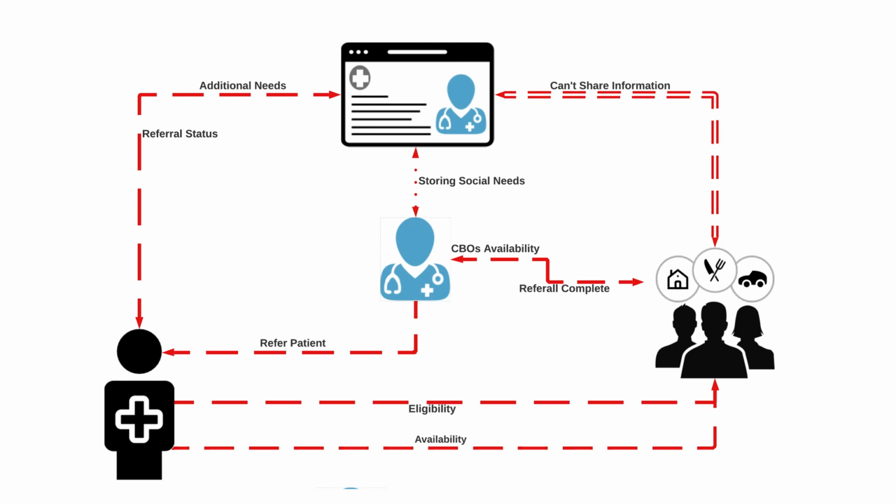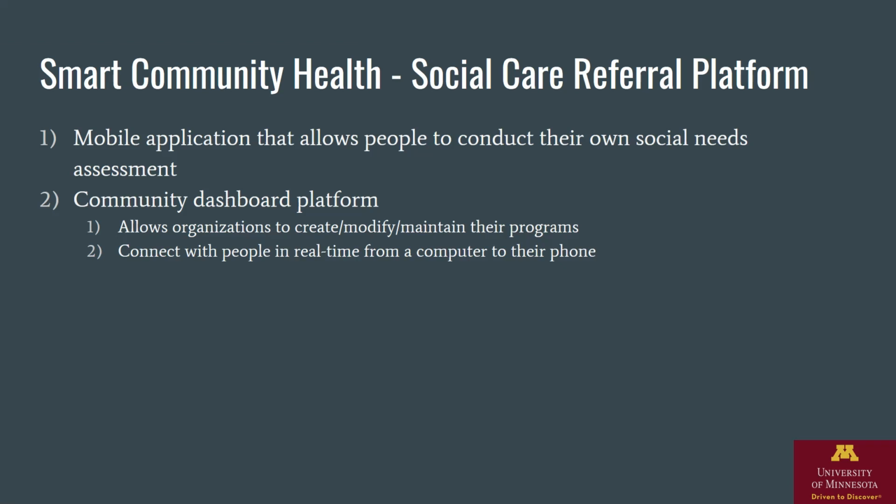When you're looking at social needs and social care referrals, we're talking about individuals that have food, housing, transportation, and income instability issues. This is the amount of barriers that these people go through. They have lots of different issues, not only with themselves, but within the healthcare system and with the community-based organizations who try to provide them these services.